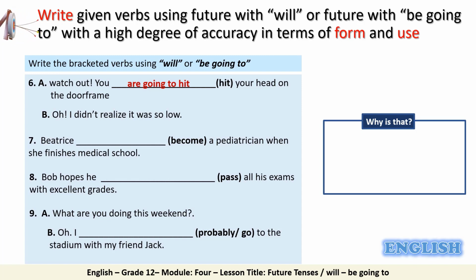What do you think is the suitable future form here? Exactly, we should write is going to become. Do you know why we use the future with be going to here? Excellent, because Beatrice has the intention to become a pediatrician, and that's why she has joined a medical school.